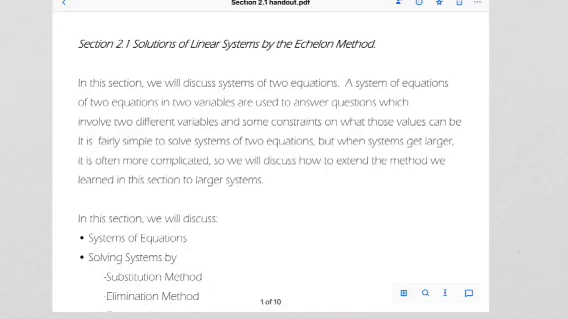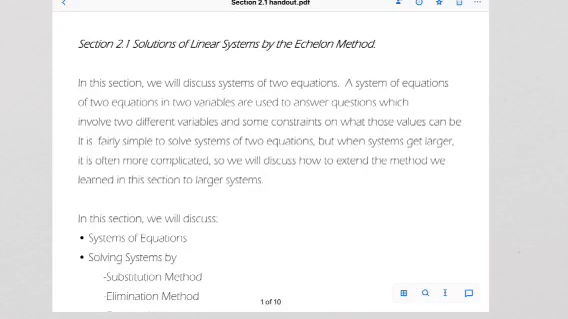In this section, we're discussing systems of two equations. A system of two equations and two variables is used to answer questions which involve two different variables and some constraints on what those values can be. It's fairly simple to solve systems of two equations, but when the systems get larger, like three equations with three variables, it gets more complicated, and we'll handle that in section 2.2.